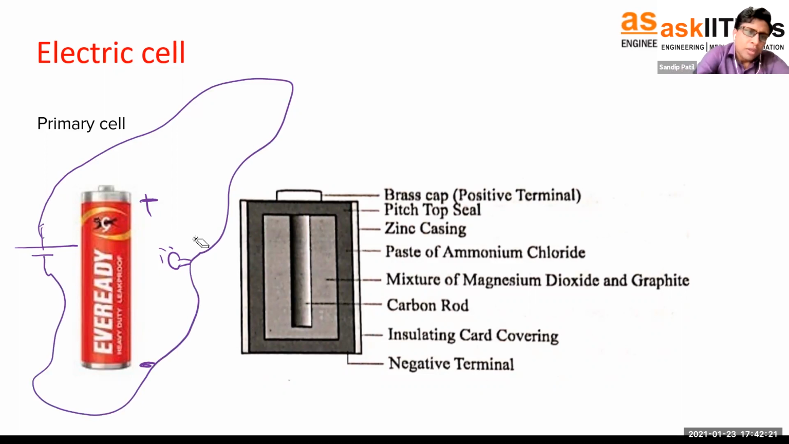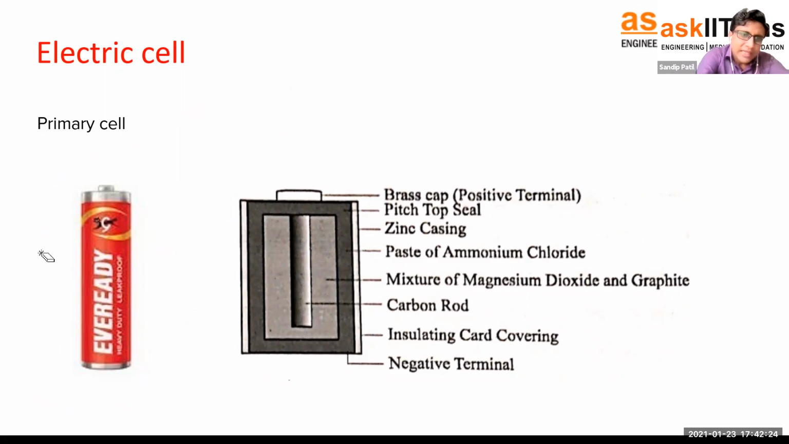Okay, now let's talk about what is inside this cell. Here you can see the diagram, right? We have also seen this cell's diagram. There was one rod inside, and we can say a zinc casting is there. As I said, try to open this cell. You will find everything which is shown in this diagram. This outer body is called the zinc casting, and this outer body is acting as the negative terminal.